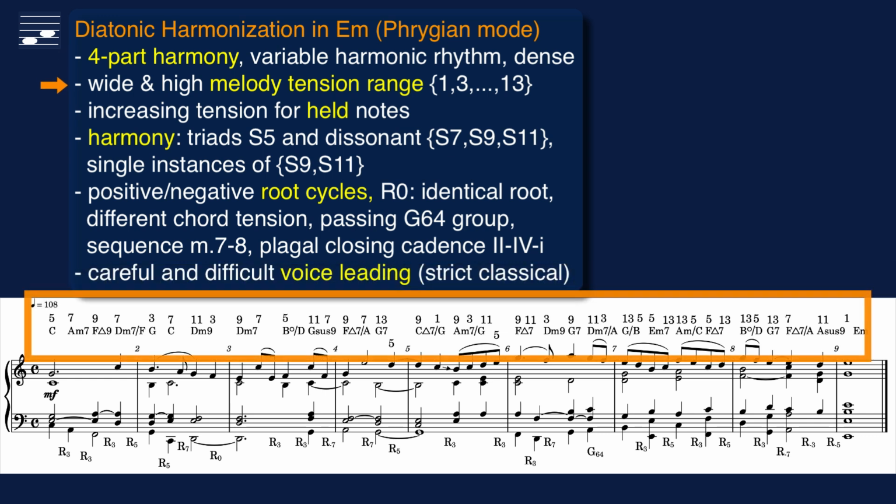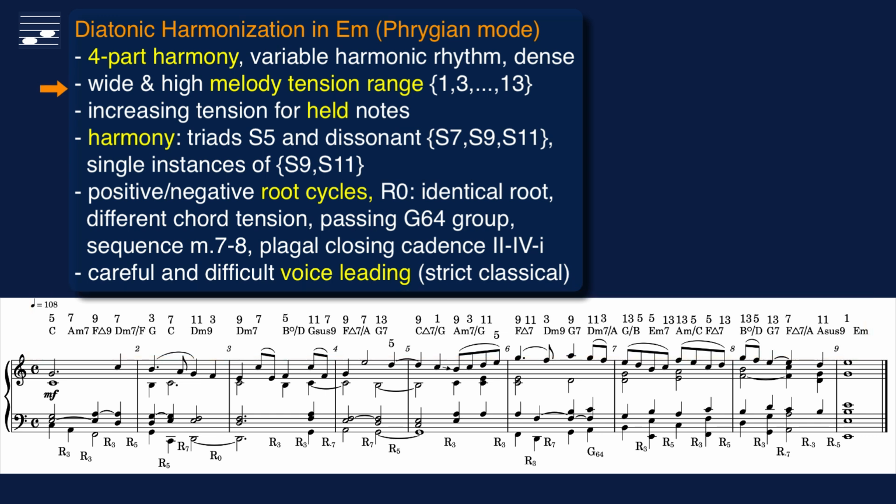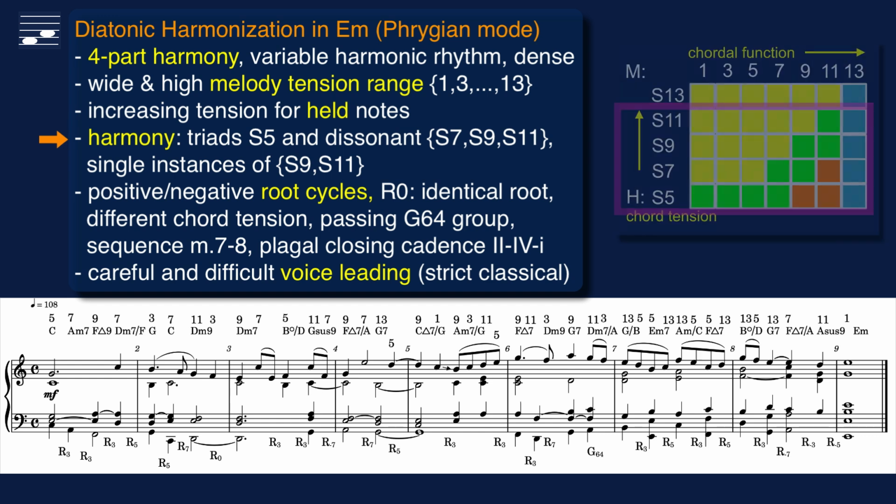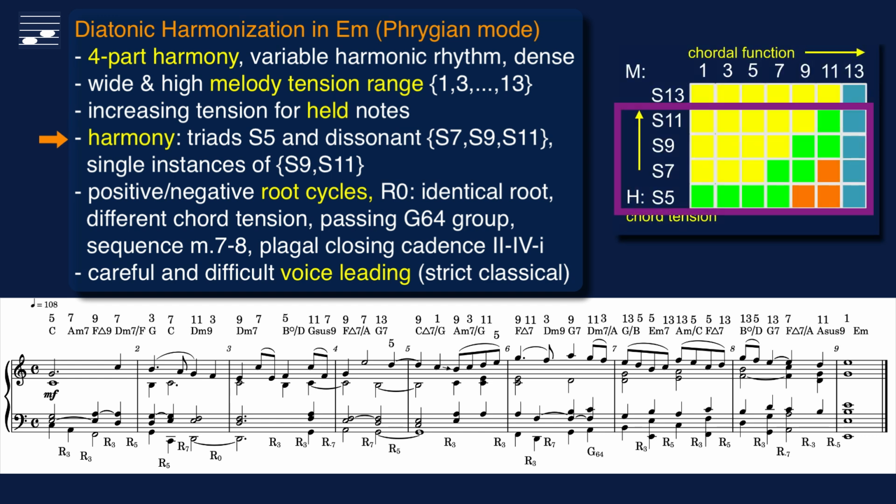The melody chordal functions at the top show a wide range, and most of these are in the higher numbers, 9 to 13. I adhered to the rule to use increasing melody chordal function numbers for held notes. There's complex harmony, using all chord tension types between pure triads and 11 chords. Here notated as suspended dominant 9 chords, S sus 9. I applied the Schillinger rule to use single, isolated instances of S9 and S11.